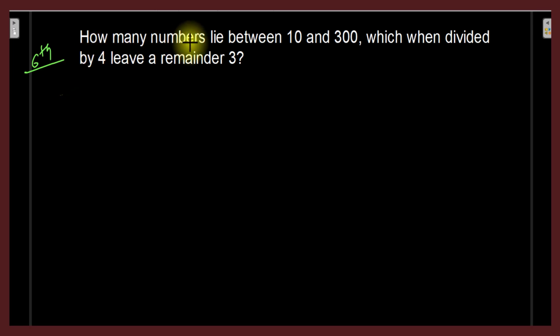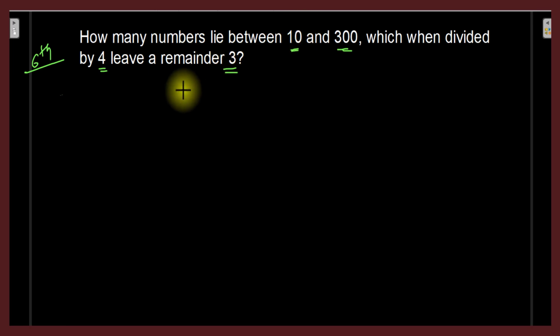The first question is: how many numbers lie between 10 and 300, which when divided by 4 leave the remainder 3? We have to find the numbers. How many numbers are there between 10 and 300 that, if divided by 4, will leave the remainder 3?